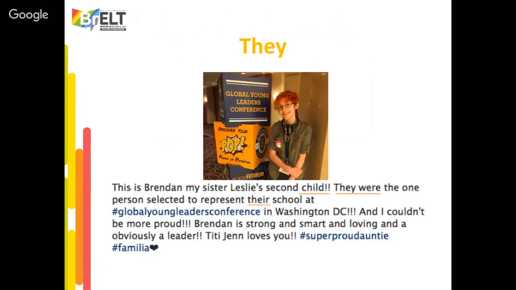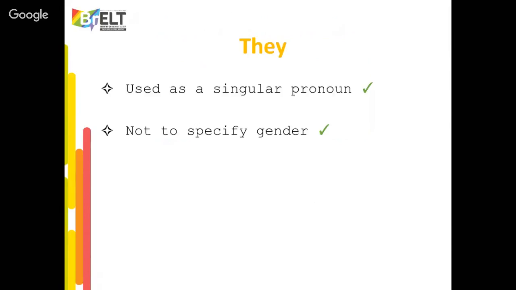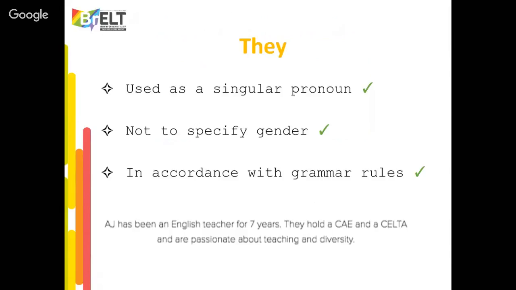And I'm here to prove these people wrong. This is not inappropriate language because they is a pronoun that can be used as a singular pronoun, not to specify gender, and it's in accordance with grammar rules. Just like in my biodata, it said, AJ has been an English teacher for 7 years. They hold a CAE and a CELTA and are passionate about teaching and diversity. So they is the pronoun I identify with. If you want to talk about me, like in the third person, you can use the pronoun they, okay?